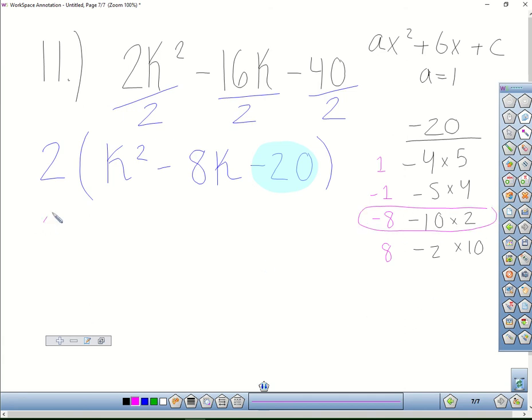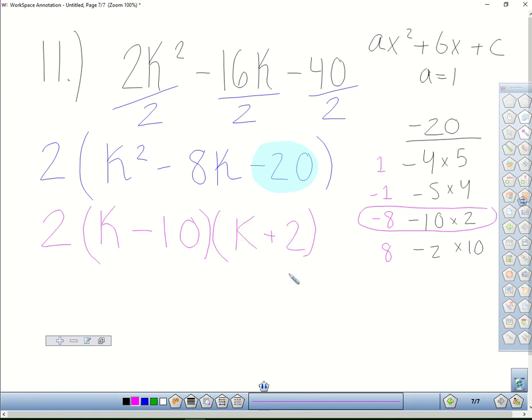So how I'm going to write this, you always keep that 2 on the outside. Whatever your GCF was, you just leave it there. And it's just going to become k minus 10, k plus 2. And that would be your factored form.